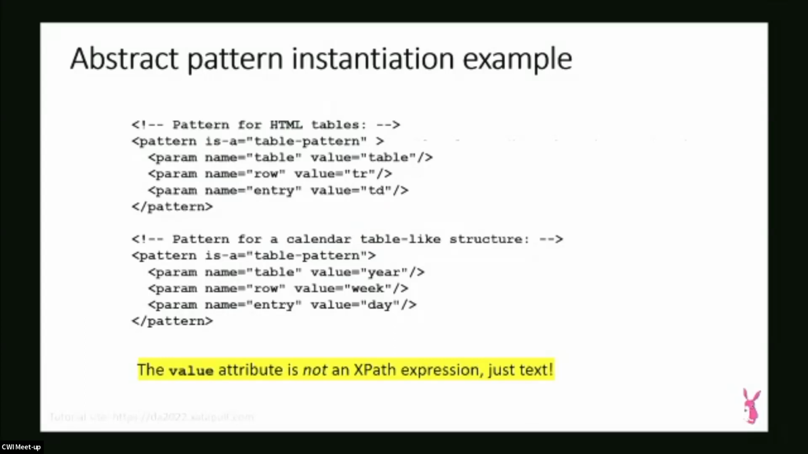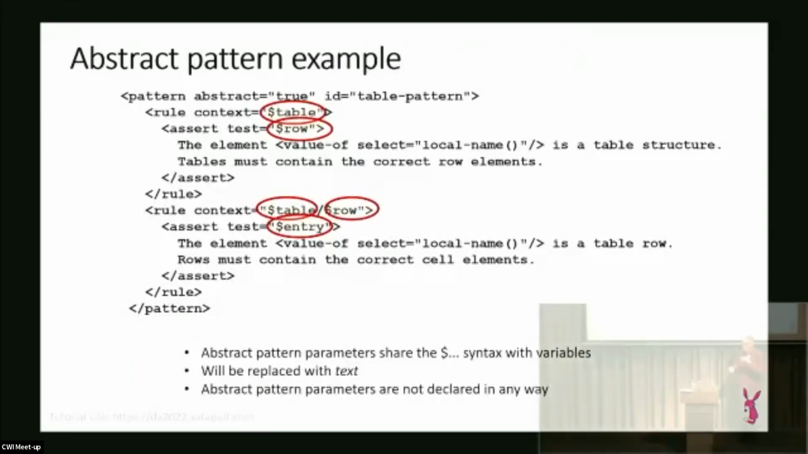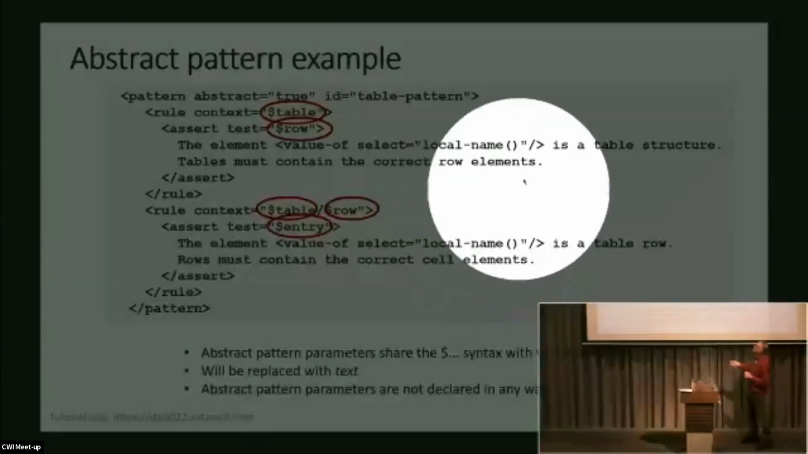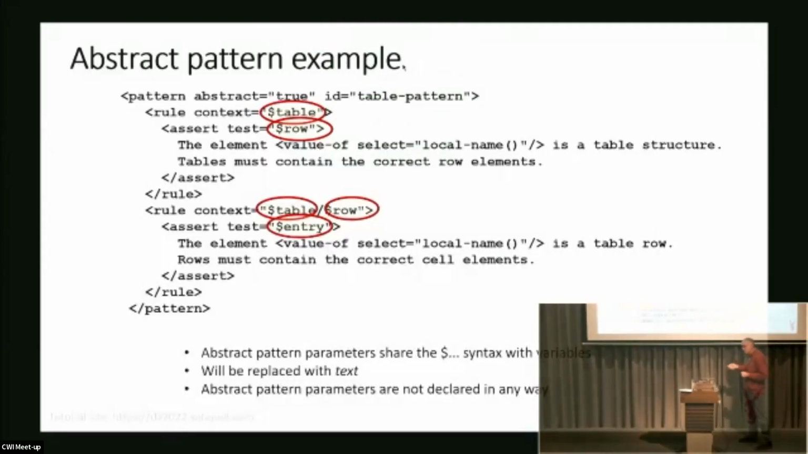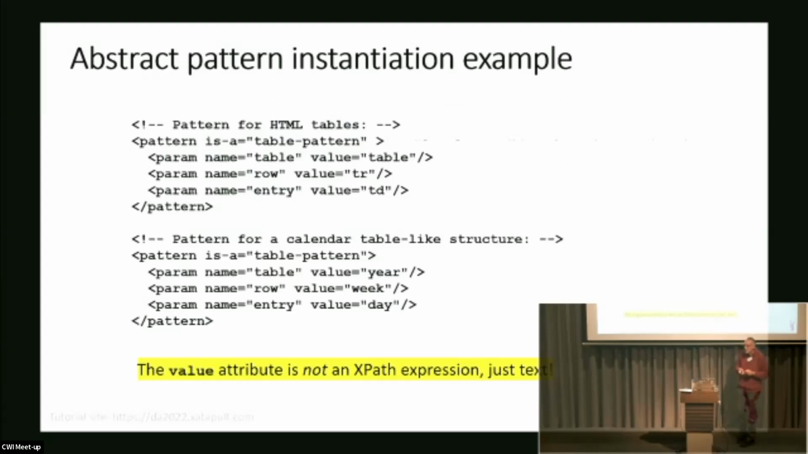So how do we instantiate then this pattern? For instance, we have the one for HTML tables, and we say a pattern, and it is a table pattern, because it has an ID here, table pattern. And we provide values for all the abstract pattern parameters. In the first case, we check an HTML table, and we say the table element is table, the row element is tr, and the entry element is td. And for the calendar table-like structure, we provide other values for these things.